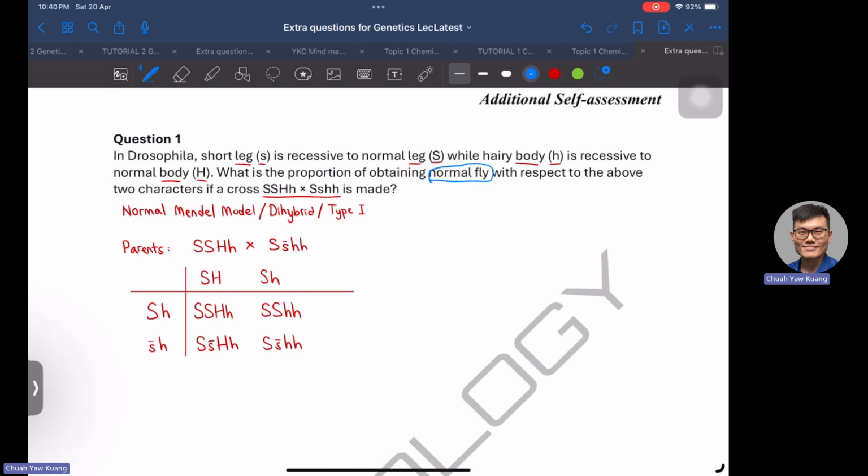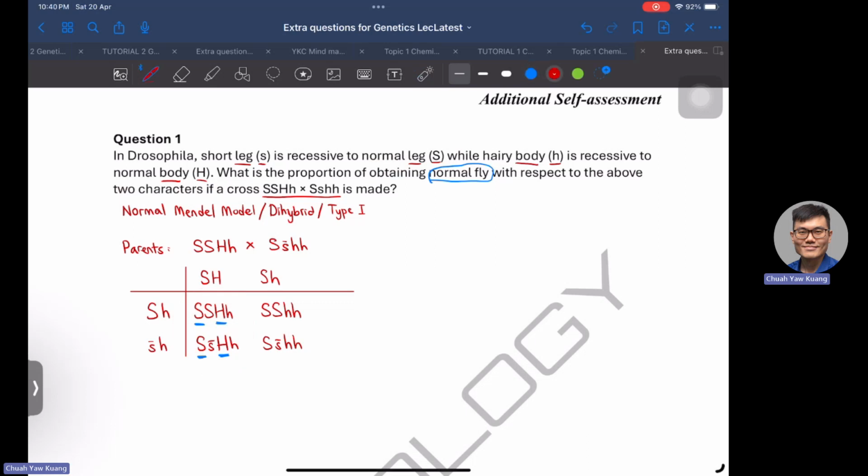So what we have here, we will see this individual has one big S and one big H. So this is the individual that will have the normal body and normal leg. So this is the second one. But the rest would not be because they are having the hairy body. So that's why these two are not. With that, we can now confirm that two of these individuals are the normal fly.